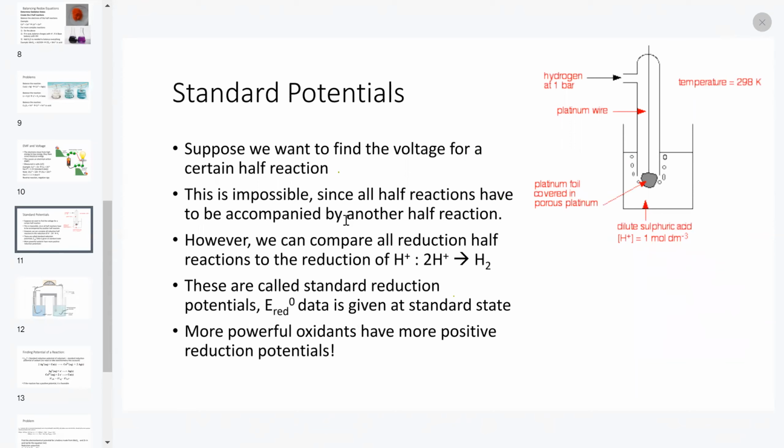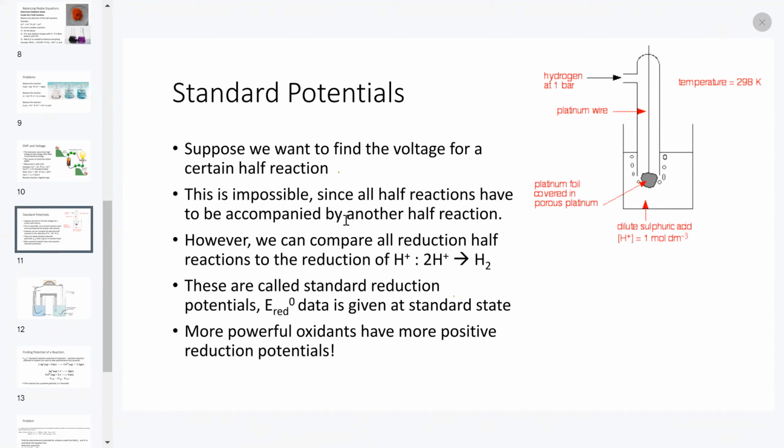Okay, so I'm just going to briefly mention standard potentials. So suppose we want to find the voltage for a half reaction, because when we create reactions, all we need to do is add the half reactions. So if we can have a table of half reactions, we can very easily find the voltage. The problem is that all half reactions have to be accompanied by another half reaction for them to occur. So it turns out it's very, very difficult to measure the EMF, the voltage of a half reaction.